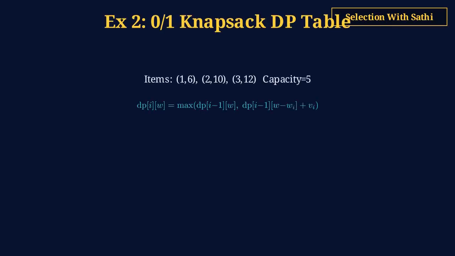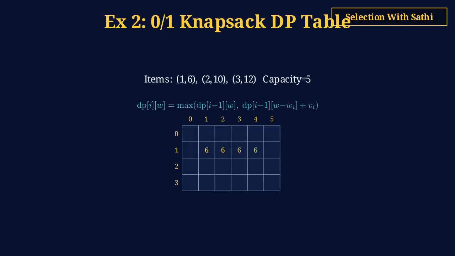The 0-1 knapsack problem. 3 items with weights 1, 2, 3 and values 6, 10, 12. Capacity is 5. State dp[i][w] equals the maximum value using the first i items with capacity w. Transition: for each item, either skip it and keep dp[i-1][w], or take it and add its value to dp[i-1][w - weight_i].